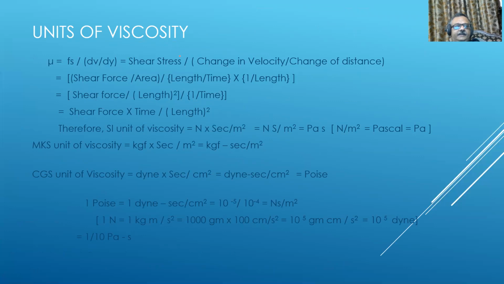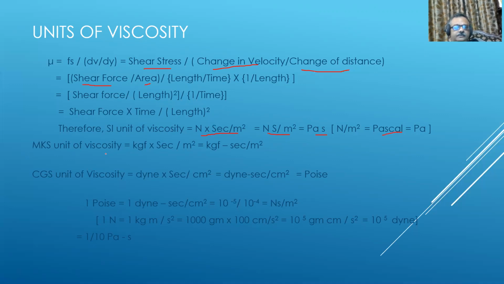Now, units of viscosity. By definition, as proved, the shear stress Fs is equal to the change in velocity over the change in distance. Shear stress is equal to shear force over area, and this comes out to be this. The whole calculation will give you the units of viscosity. In SI units, viscosity is calculated in this way. This Pa is equal to 1 Newton per square meter and is called Pascal.